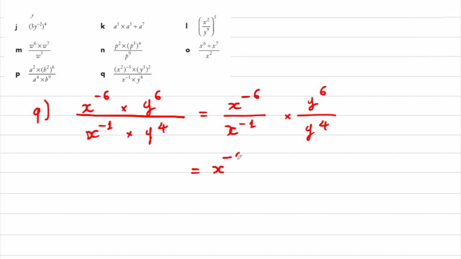So for the first, you get minus 1. Because this is division, I will take the subtraction between the two power numbers. Minus 6 minus minus 1, so working out like this. And then 6 minus 4 is very easy. And here equal to minus 5. This is not 5, this is minus 5. And y here is 2. So question Q, we finish.